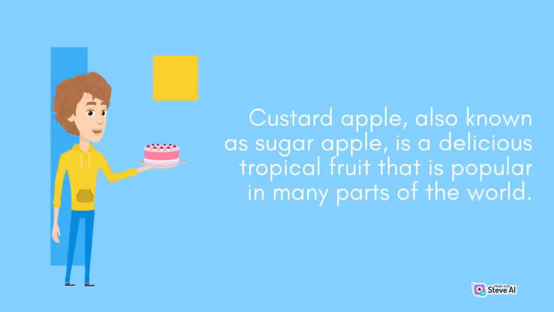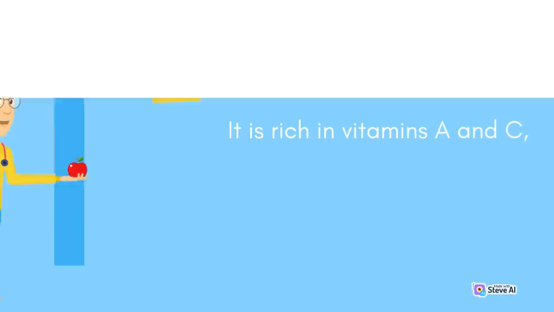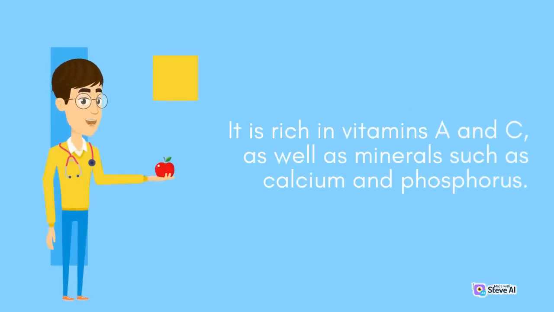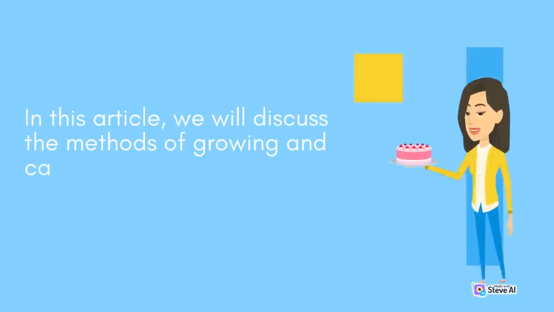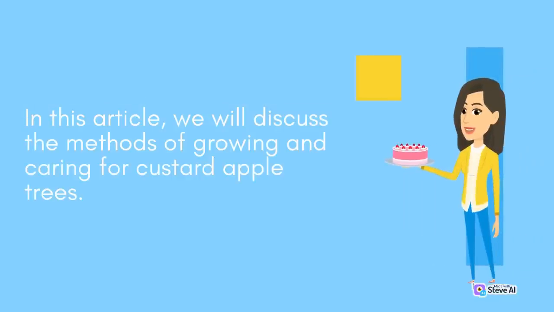Custard apple, also known as sugar apple, is a delicious tropical fruit that is popular in many parts of the world. It is rich in vitamins A and C, as well as minerals such as calcium and phosphorus. Custard apple trees are easy to grow and can be a great addition to any garden. In this article, we will discuss the methods of growing and caring for custard apple trees.